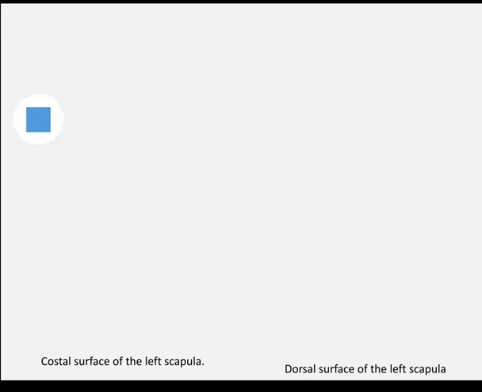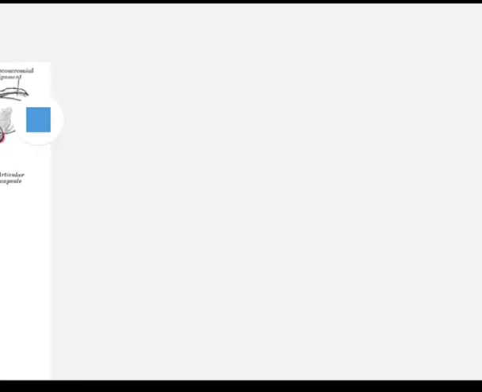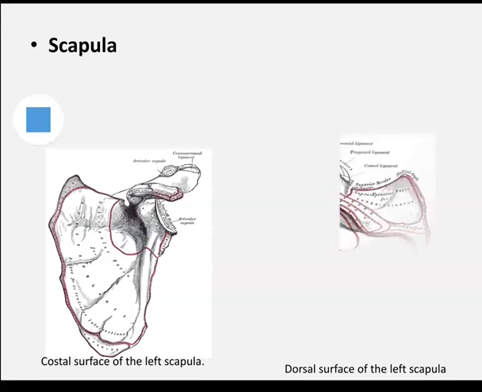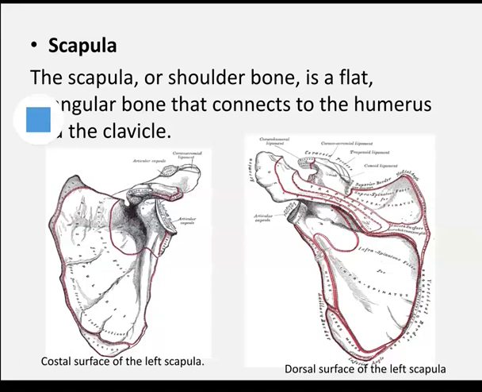Next is scapula. The scapula or shoulder bone is a flat triangular bone that connects to the humerus and the clavicle and forms the shoulder girdle.